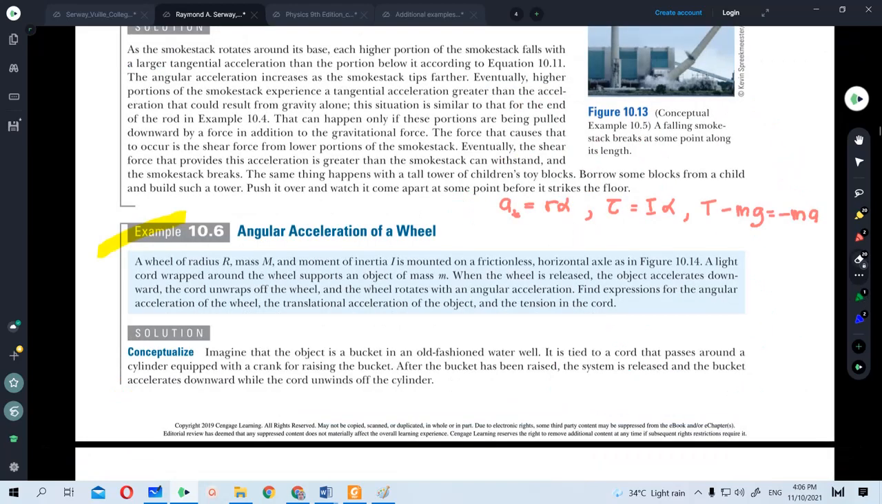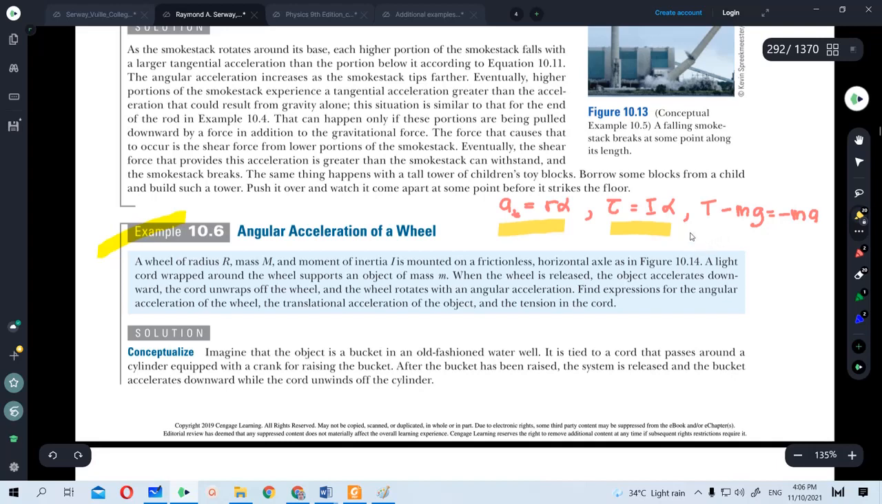In example 10.6 here, you need three expressions that you have seen earlier and combine them into one another. Number one, the linear expression of a and alpha. Number two, the generic idea that torque is I alpha. And finally, something coming from Newton's second law for an object.